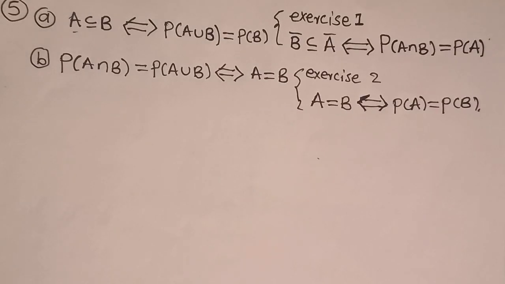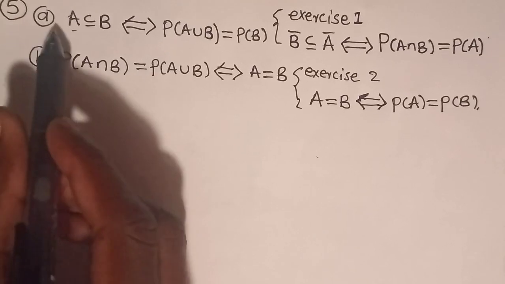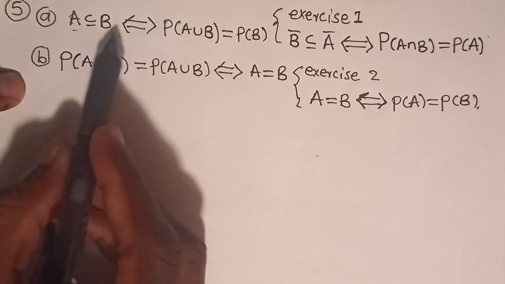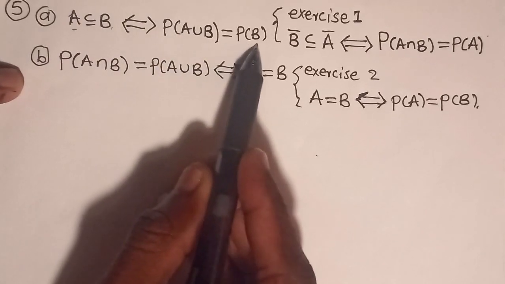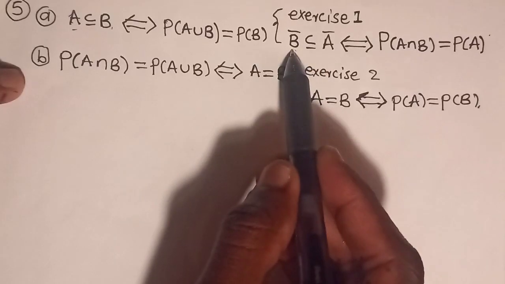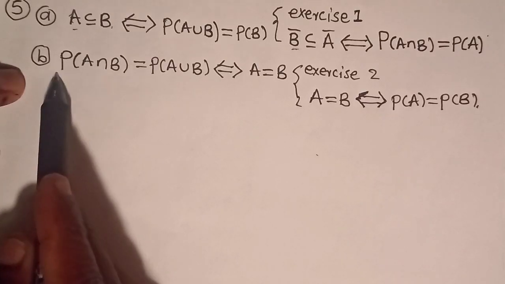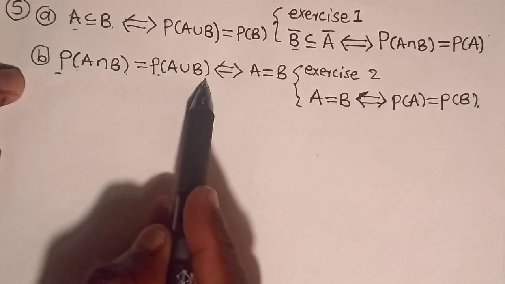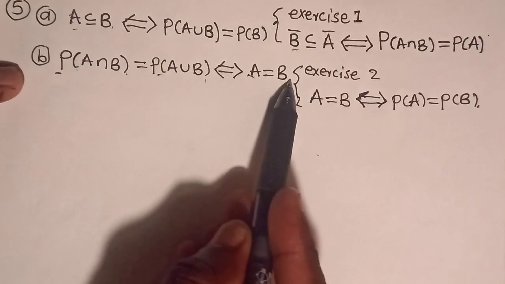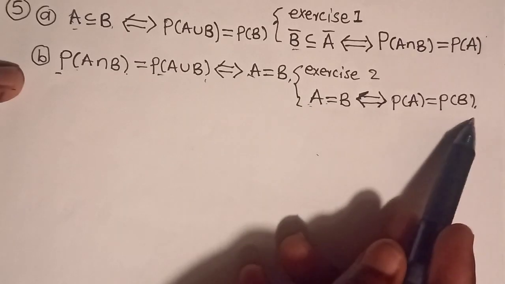Proceeding with our set proofs, this is what I'm going to prove. I'm proving number 5 now, part A, that A is a subset of B if and only if the power set of A union B is the same as the power set of B. I'll leave this as an exercise for you to try out. And also I'll prove if the power set of A intersect B is the same as the power set of A union B, then A is the same as B. I will leave this also as an exercise.